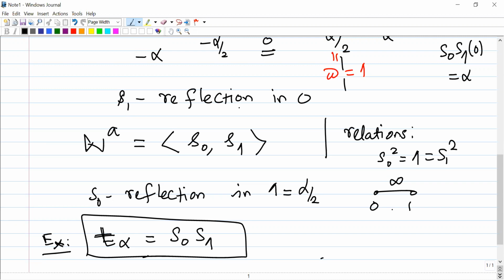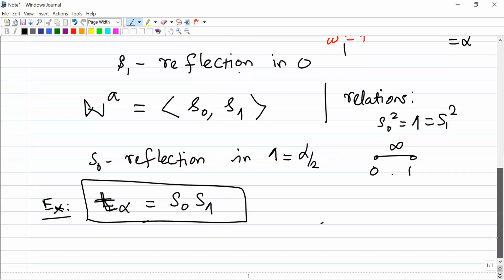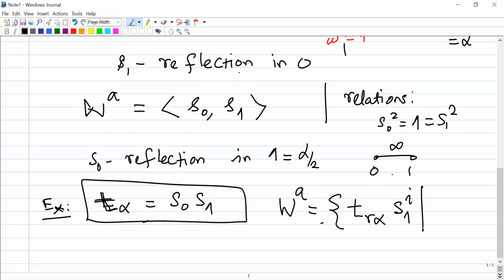Okay, so let's write down all the elements in W of I. With this observation that T alpha equals S naught S1, it's easy to write down all the elements. So W_a is actually equal to T^(r alpha) S1^i, where r comes from the integers and i is either 0 or 1. So this is the complete set of affine group elements.